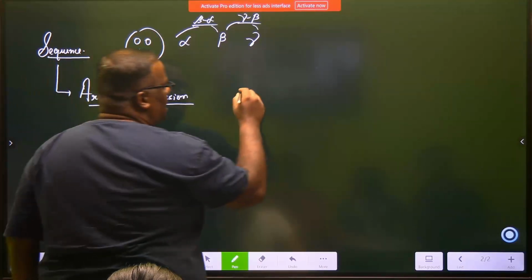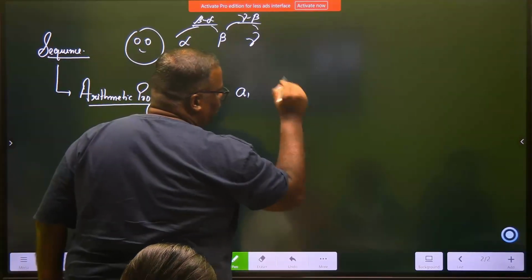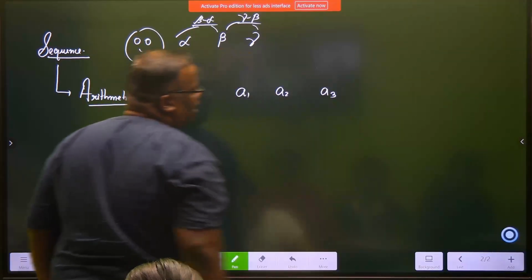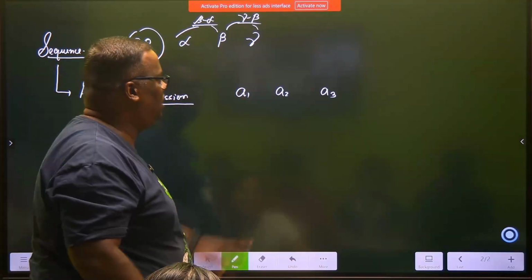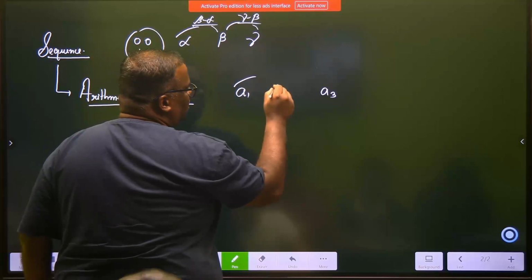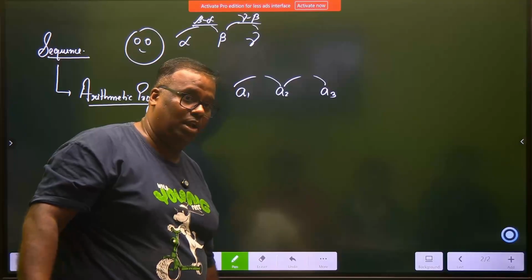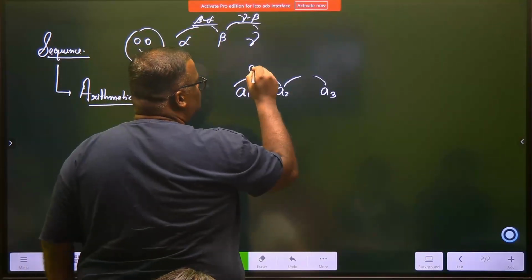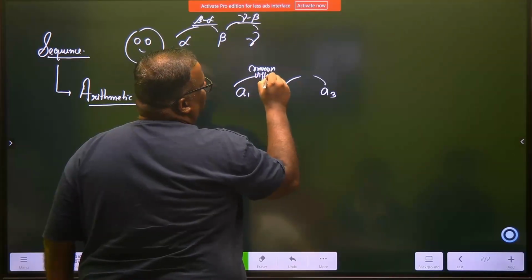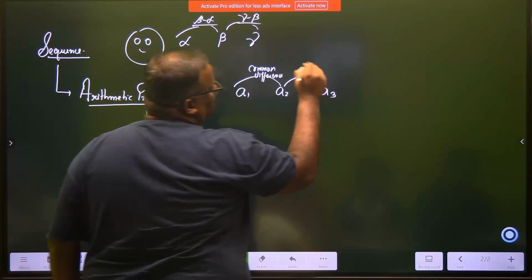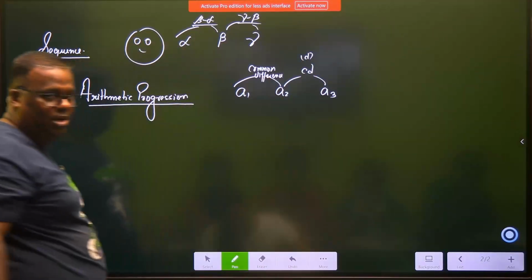So let us say I have a first term called A1, a second term called A2, a third term called A3, and a fourth term called A4. I am not including the fourth term any further. The difference between these two and the difference between these two will always be constant. Understand this first. Always. Therefore, that difference gets a typical name which is known as common difference. We call it CD, and we write it as d.